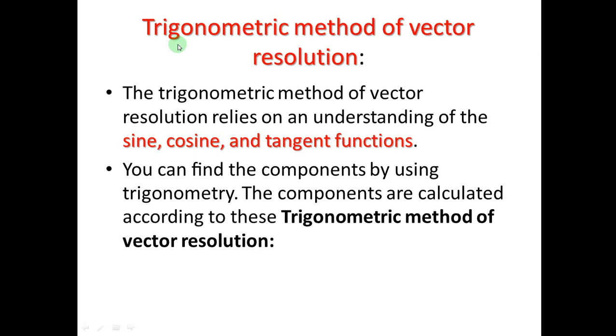The second way of vector resolution is the trigonometric method of vector resolution. The trigonometric method of vector resolution relies on an understanding of the sine, cosine, and tangent functions. You can find the components by using trigonometry. The components are calculated according to these trigonometric methods of resolution. So let's see how the method works.